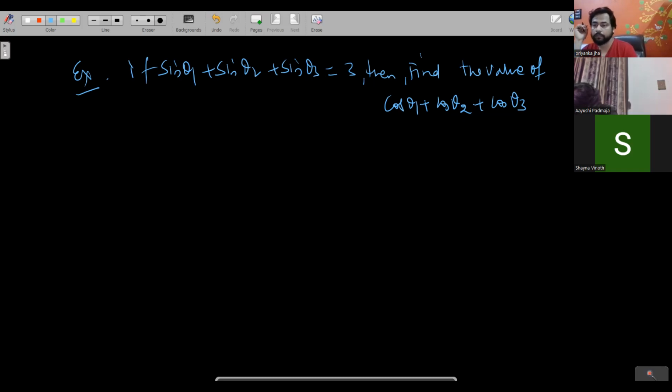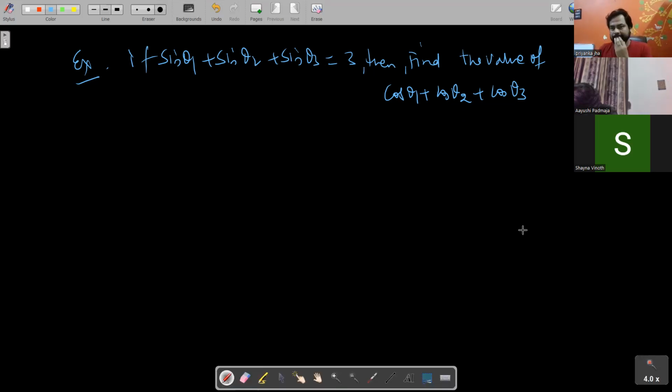Very good. But how? The only way sine theta 1 plus sine theta 2 plus sine theta 3 equals 3 is if it's 1 plus 1 plus 1. So theta is 90 and cos 0 into 3. Very good. What is the maximum value of sine? 1. The maximum value of sine is 1. So if it will be 1, it will be 1, it will be 1, then only 1 plus 1 plus 1 will be 3.